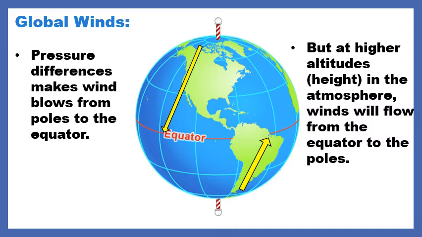Okay, so if we are higher in the atmosphere, like on a mountain, or we're just some wind that's chilling up real high in the atmosphere, we are actually going to do the opposite. So we are going to flow from the equator to the poles, but only if we're at high altitude.